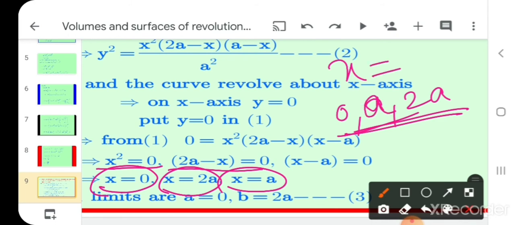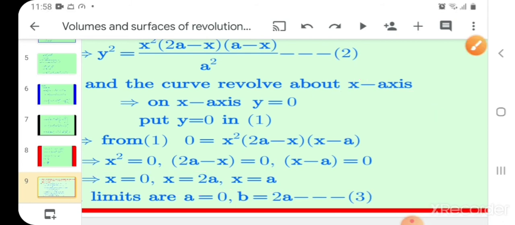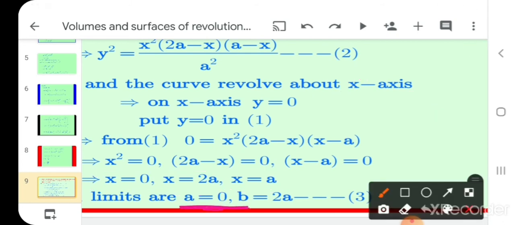What is the starting value here? 0 is the starting and the ending point is 2a. So I take the limits as 0, 2a. Therefore, the limits are a equals 0 and b equals 2a. Is it clear?